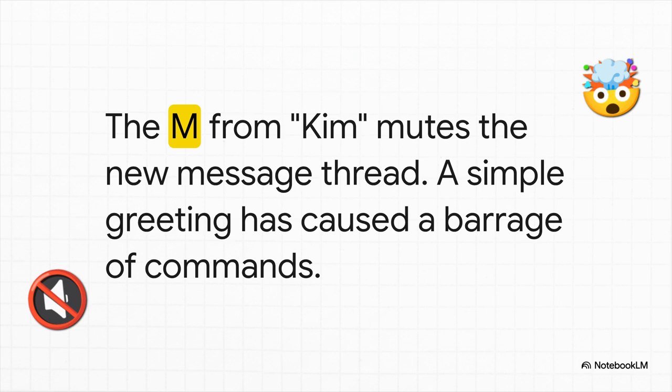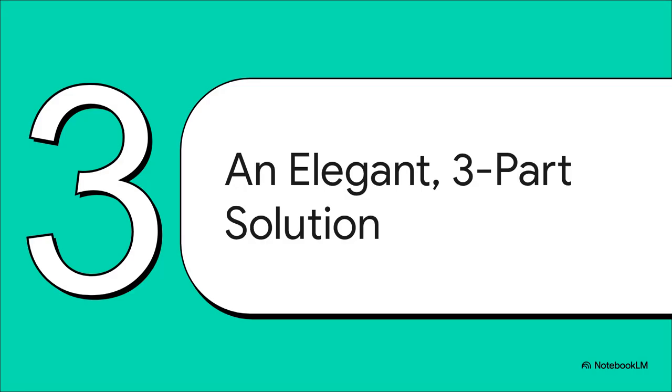And then the final blow. The M from Kim registers. That's the shortcut to mute the conversation. So now this brand new email thread she didn't even mean to select is muted, and she won't see any future replies. In less than a second, a friendly "Hey, Kim" just completely scrambled her inbox. You can imagine how frustrating that would be, right?